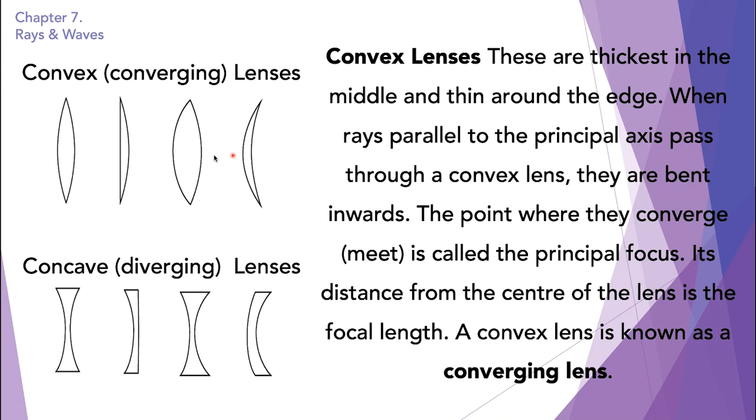So when rays parallel to the principal axis pass through a convex lens, they are bent inwards. So basically the rays are converged by a convex lens. That is why it's called a converging lens. So the point where they converge, which means the point where all the rays meet, is called the principal focus. So its distance from the center of the lens is known as the focal length.